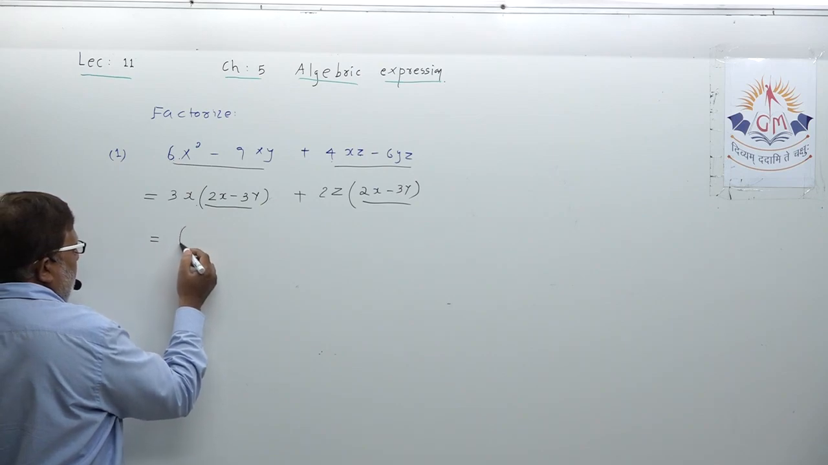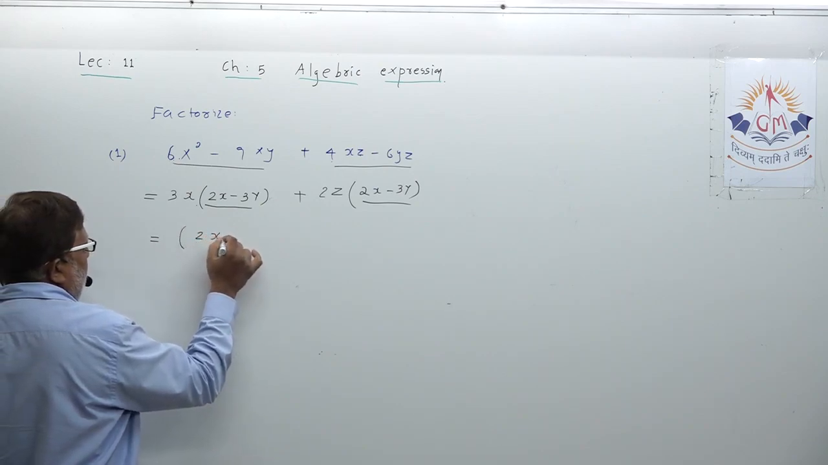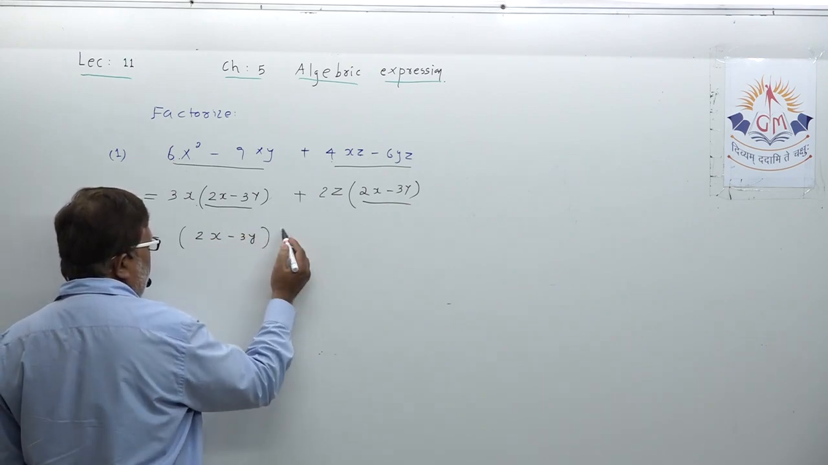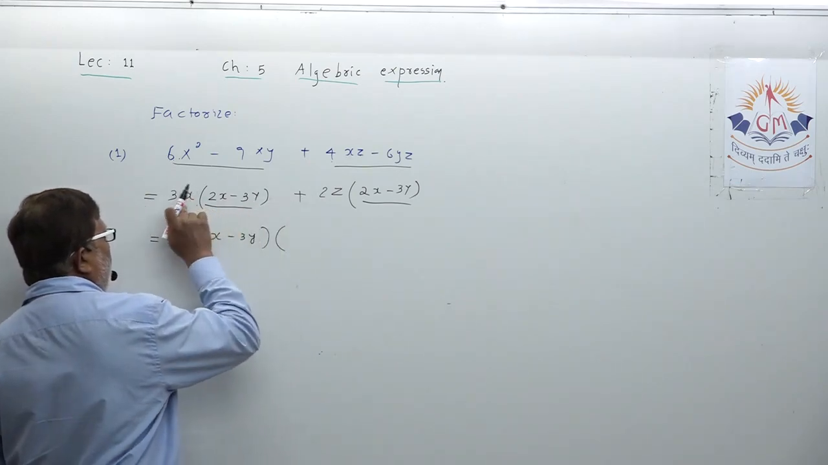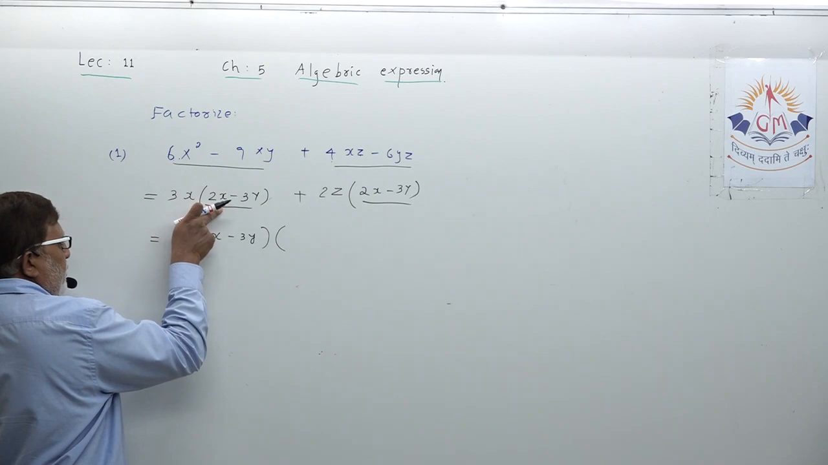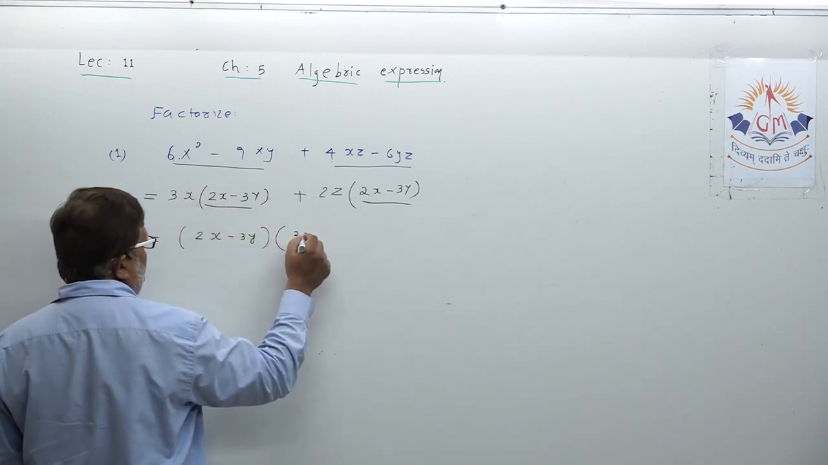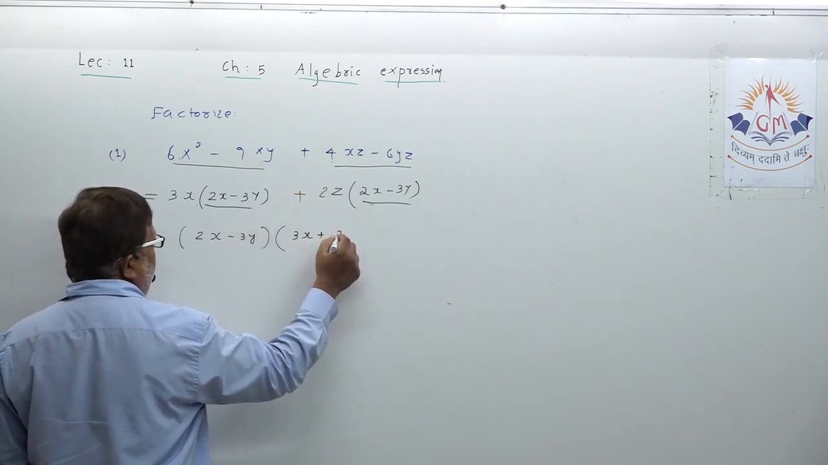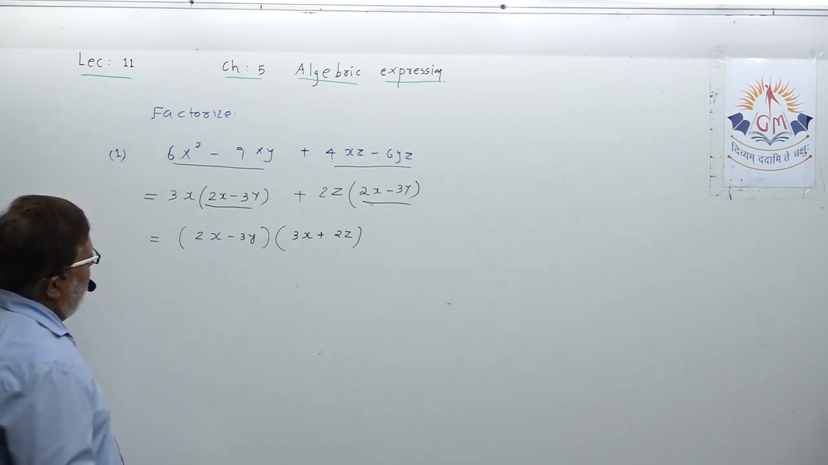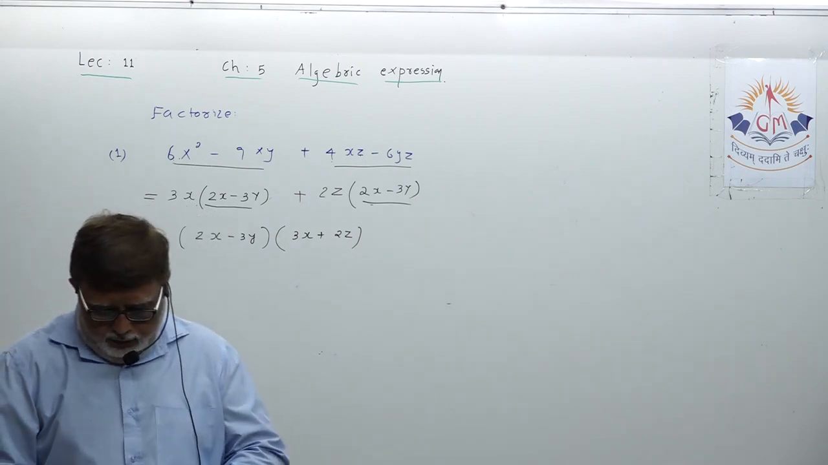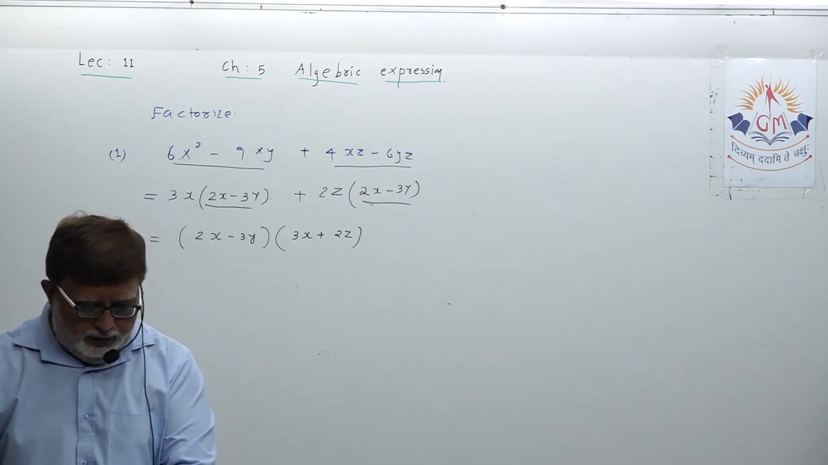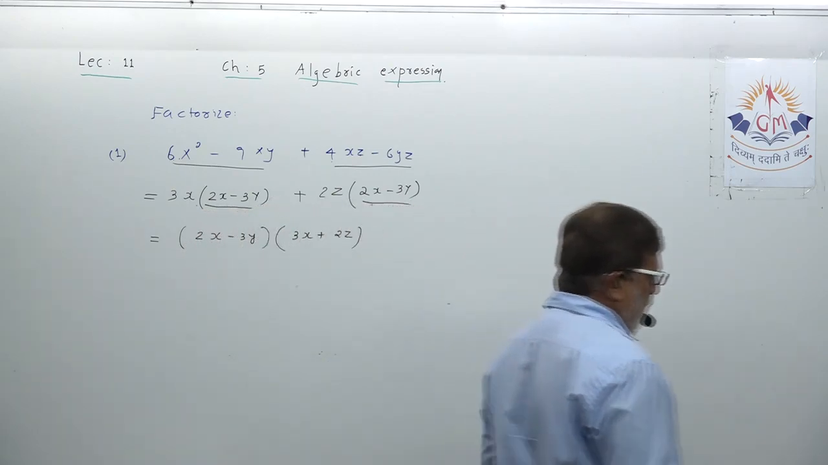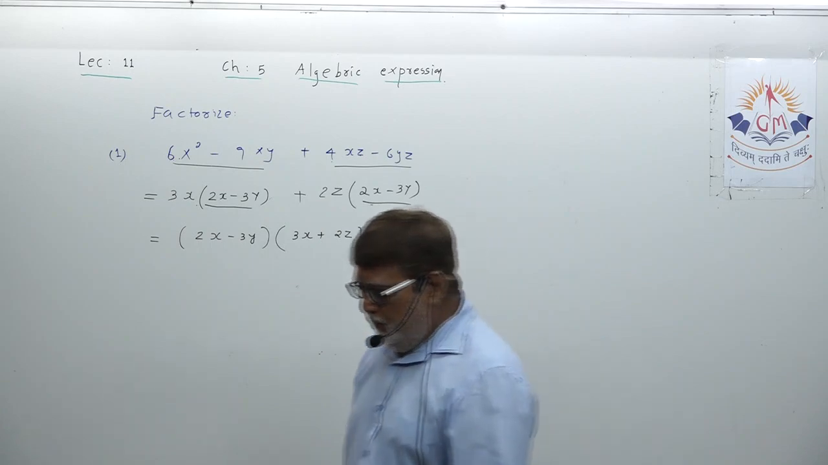So let me take out the whole bracket as common. I will write in the first bracket 2x minus 3y. Because we have taken out the bracket as common, what is left here? 3x, plus, this is already taken out as common, what is left here? 2z. This is your final answer. Please be watchful how we have solved this particular example. This is called compound factorization. I would like to solve 2 to 3 examples of this type.